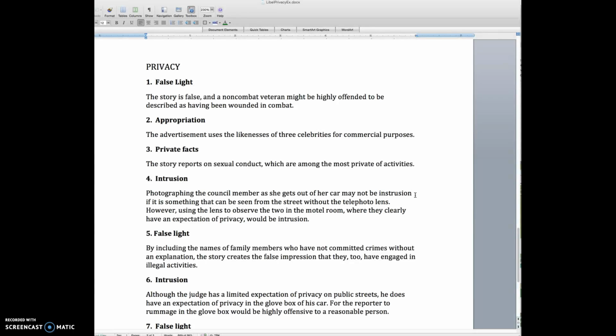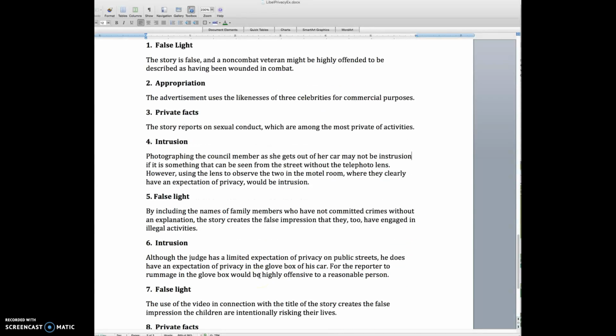Number 5, an in-depth news story reports on a local family whose members have been involved in a number of crimes over the years. The story describes each family member and the crimes they have committed. The story also mentions in passing a member of the family who has never committed a crime. Well, we got false light again.